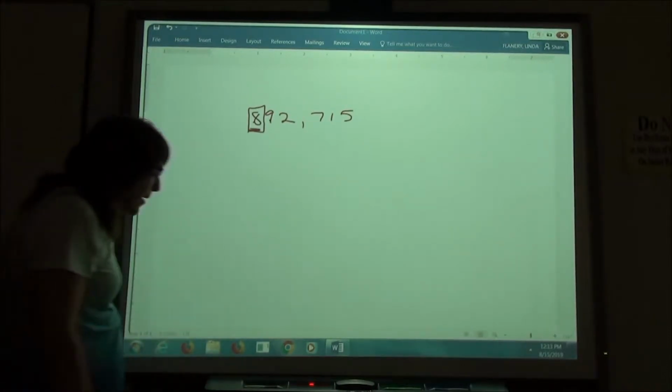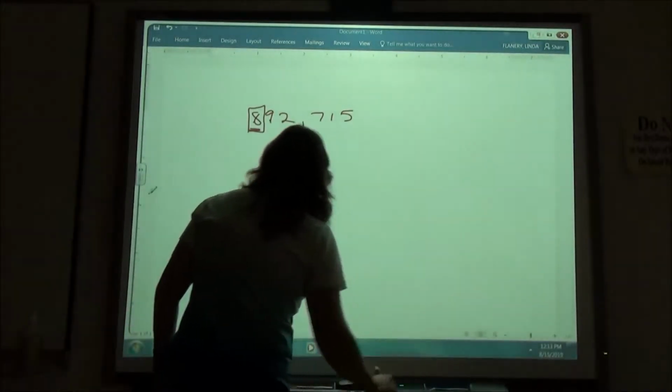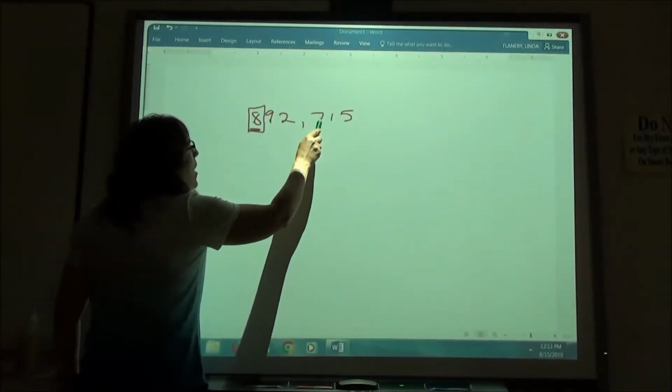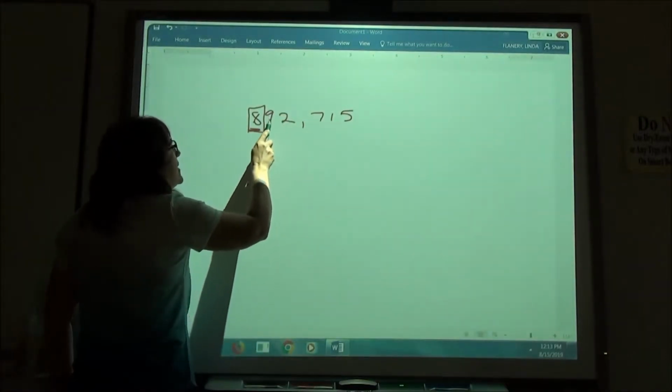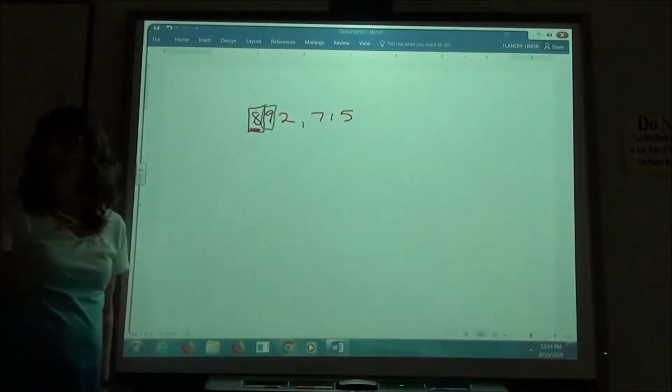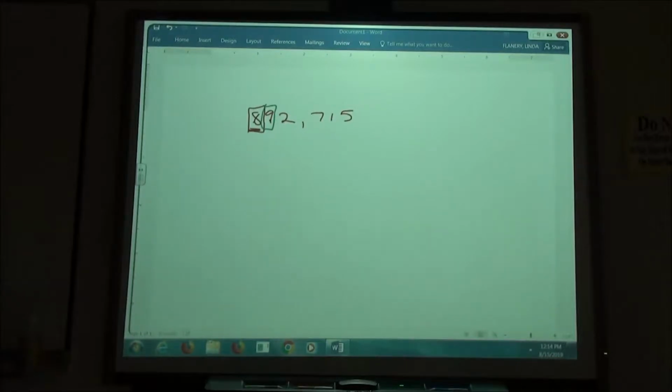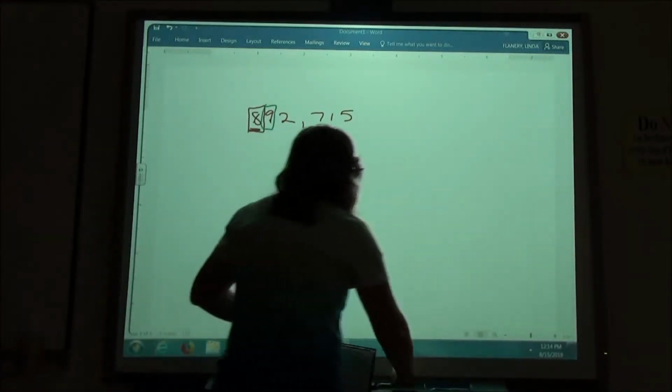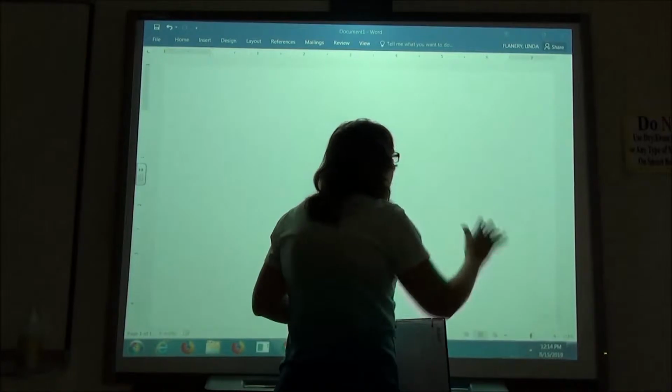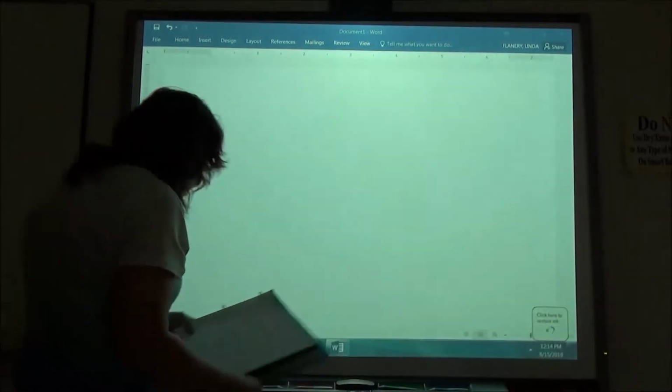It also wants to know what number's in the 10,000s. Again, 1, 10, 100, 1,000s, 10,000s. So the 9 is in your 10,000 spot. So for number 3, your 100,000 was the 8, your 10,000 was the 9. All right, the next one.